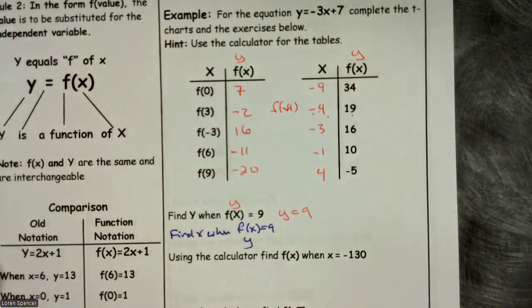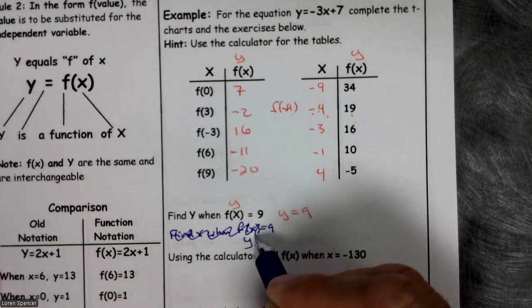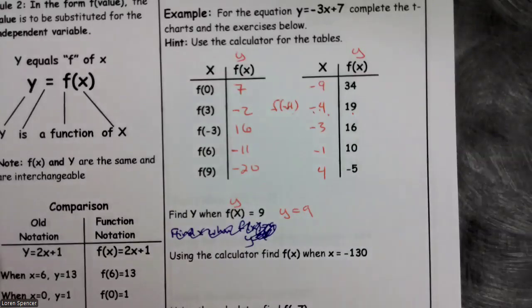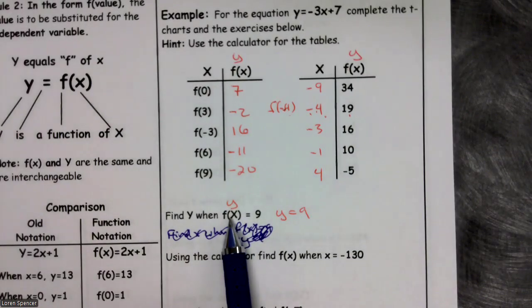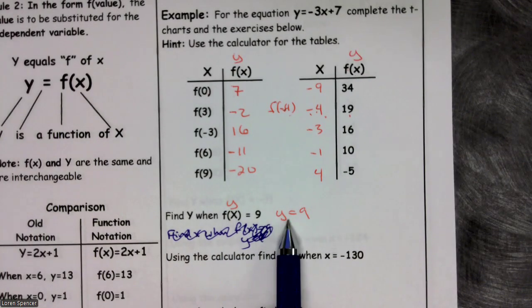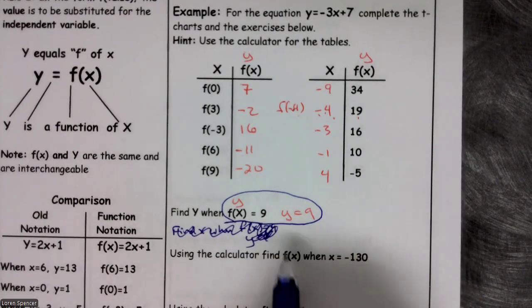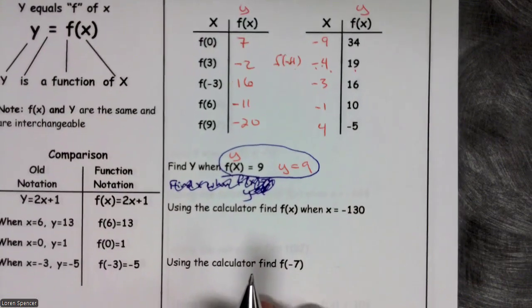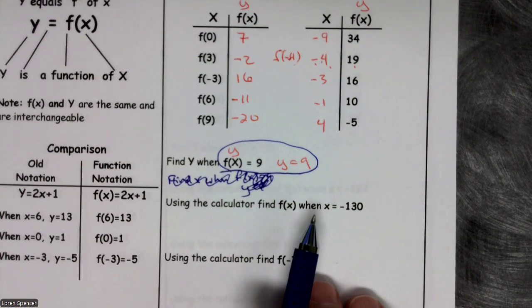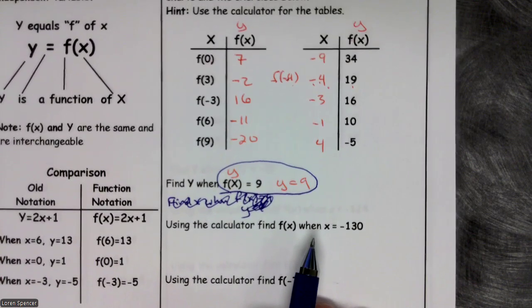So we're not going to worry about that type of problem right now. That gets a little bit ugly for what we're trying to do. But f of x equals 9 means y equals 9, and it's already done. We didn't even have to do any work because f of x is the same as saying y equals 9.